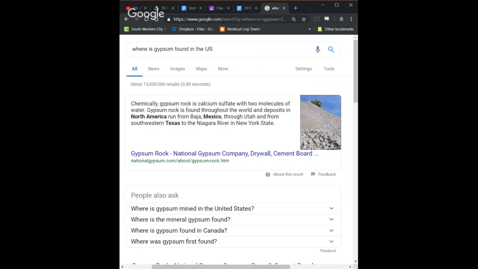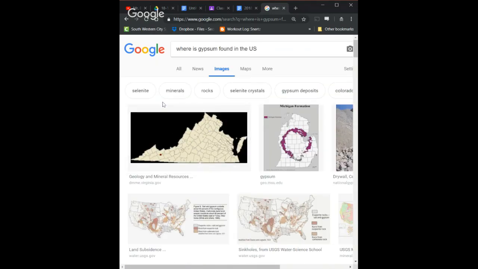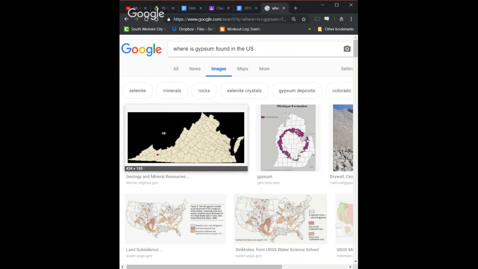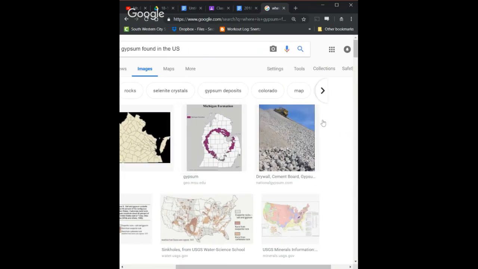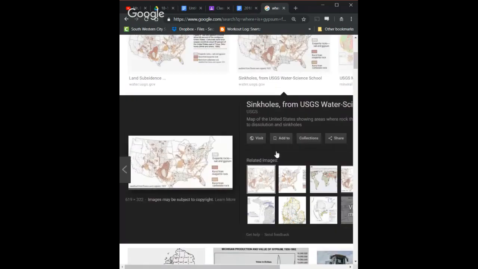Gypsum rock is found throughout the world. Deposits in North America run from Baja, Mexico through Utah, and from southwestern Texas to the Niagara River in New York State. So that's really helpful. This is the Michigan Formation. It produces gypsum as well. Okay, this is much better. So if we look at this USGS map, that's going to give us more information to what we need. Oh boy.